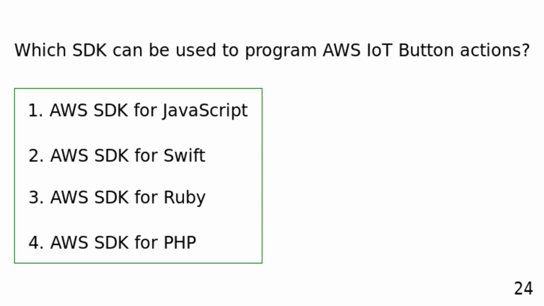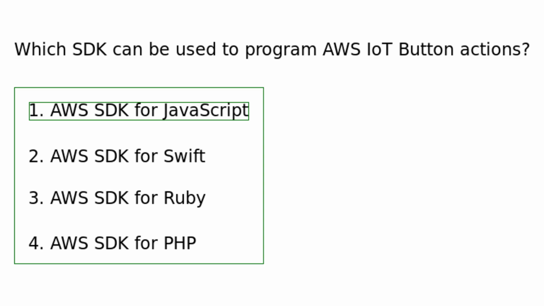Which SDK can be used to program AWS IoT Button actions? AWS SDK for JavaScript. AWS SDK for Swift. AWS SDK for Ruby. AWS SDK for PHP. The AWS SDK for JavaScript can be used to program AWS IoT Button actions.